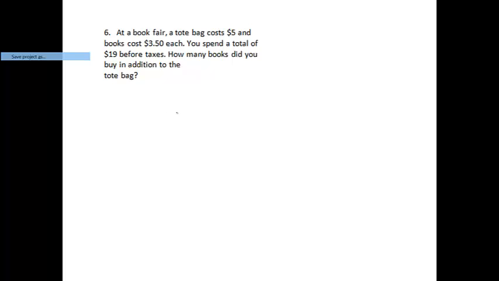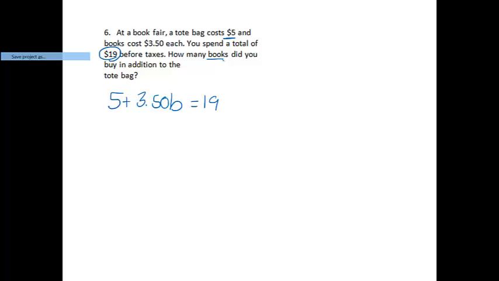Okay, so you could solve this without an equation, but solving an equation is always kind of nice because once you have an equation, then it's pretty easy to solve. So I'm going to start with that. We know that a tote bag is going to cost $5. So $5 plus I'm going to buy some books. They're going to be $3.50 each. But I don't know how many books I'm going to buy, so we'll put $3.50B. I know the total is $19 before taxes, so equals 19.